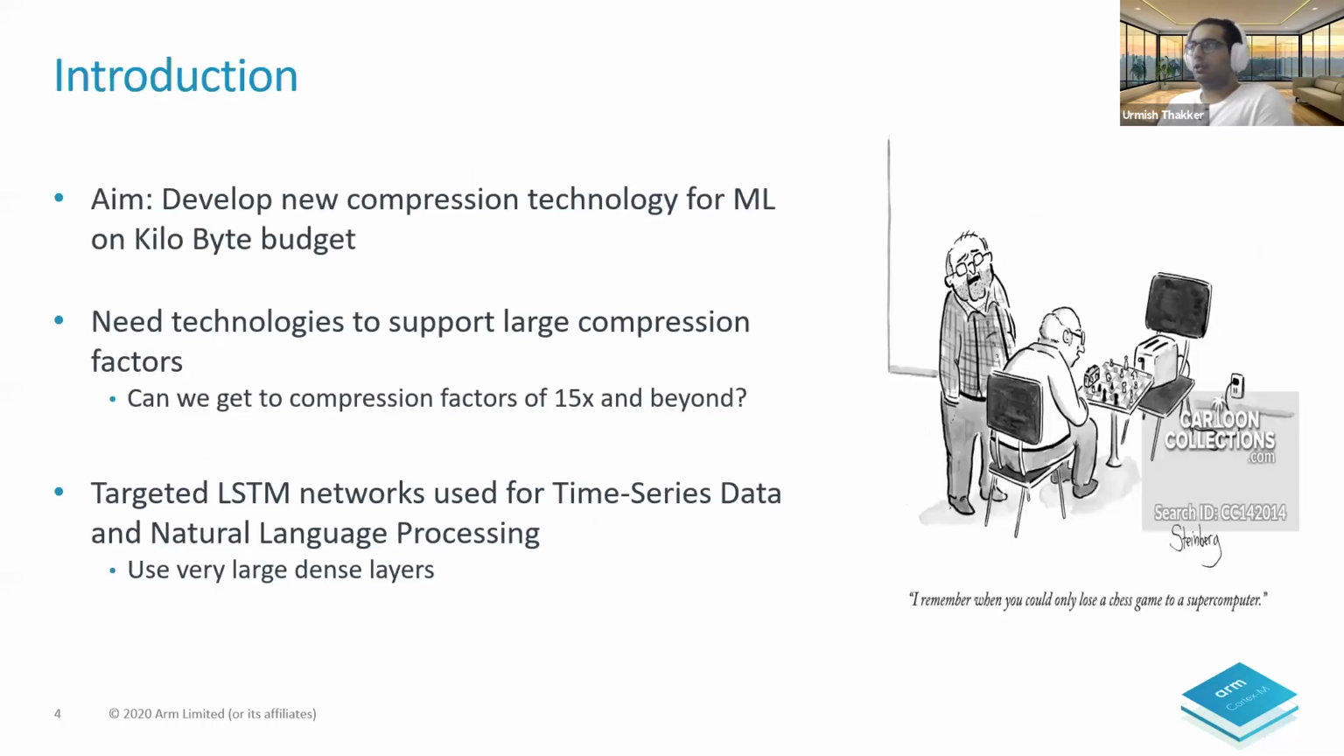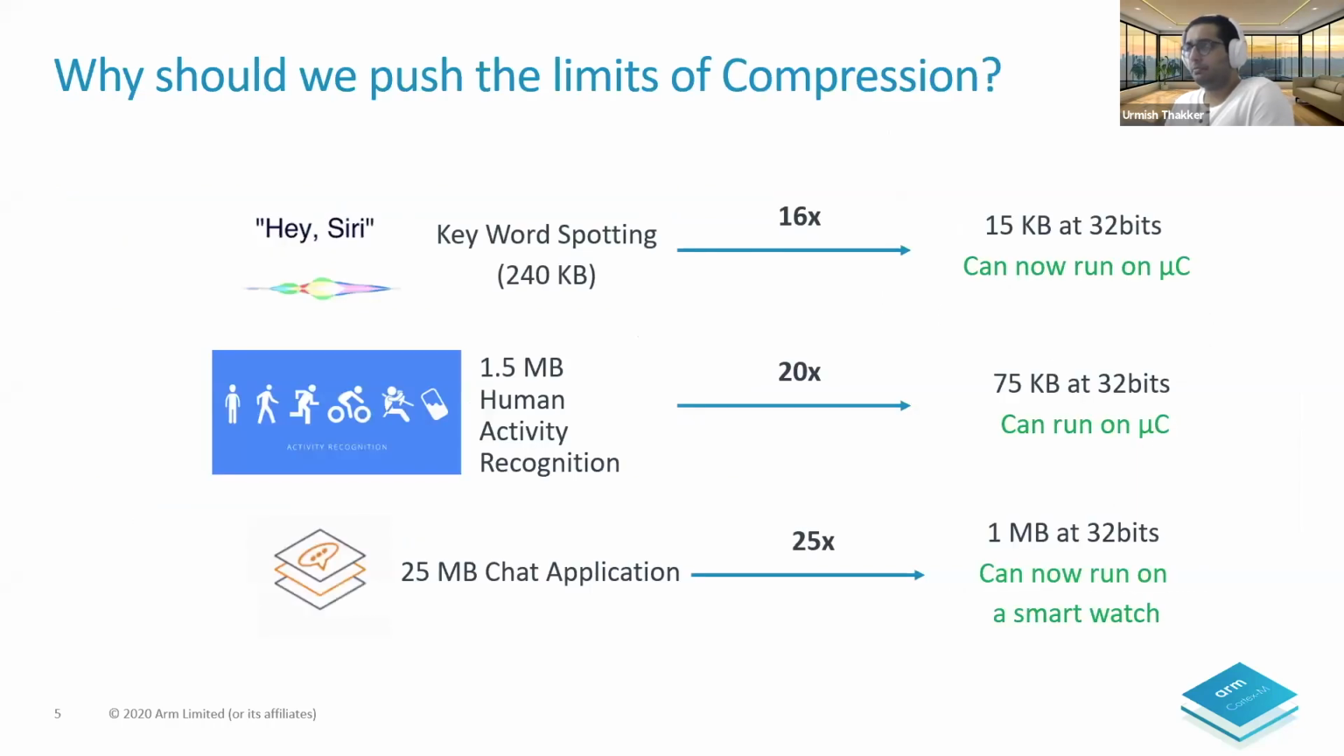So before I start off, I wanted to introduce ARM's ML research group, specifically the team that I work for. The aim of my group is to develop new compression technology for ML on a kilobyte budget. So we are exploring new techniques or tools for compression that can support a large compression factor. My work specifically targets LSTM networks that you probably see mostly used for time series data or natural language processing applications. Now, these LSTM networks generally have large dense layers, which require significant compression.